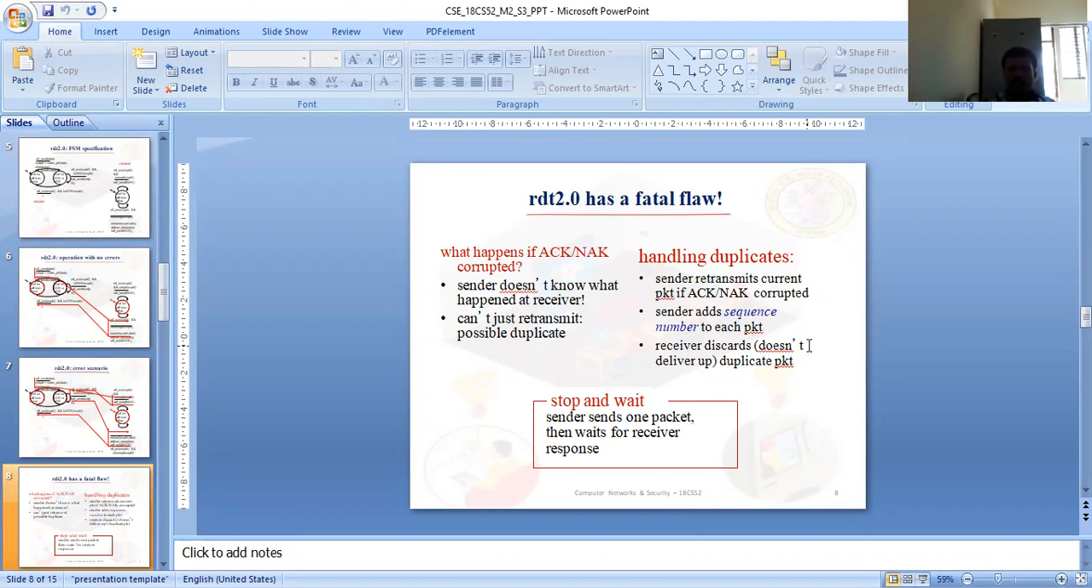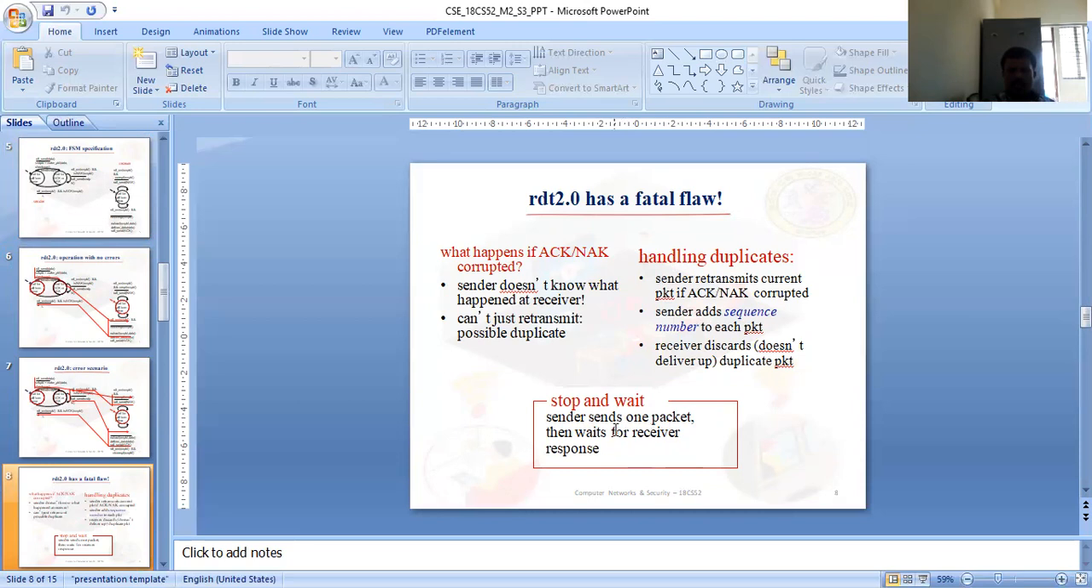So one packet will be discarded, so it does not deliver the duplicate packets. This is exactly how duplicate packets are handled. Stop and wait protocol: the sender sends one packet, then waits for the receiver. This is also called RDT version 2.0, a stop and wait protocol.